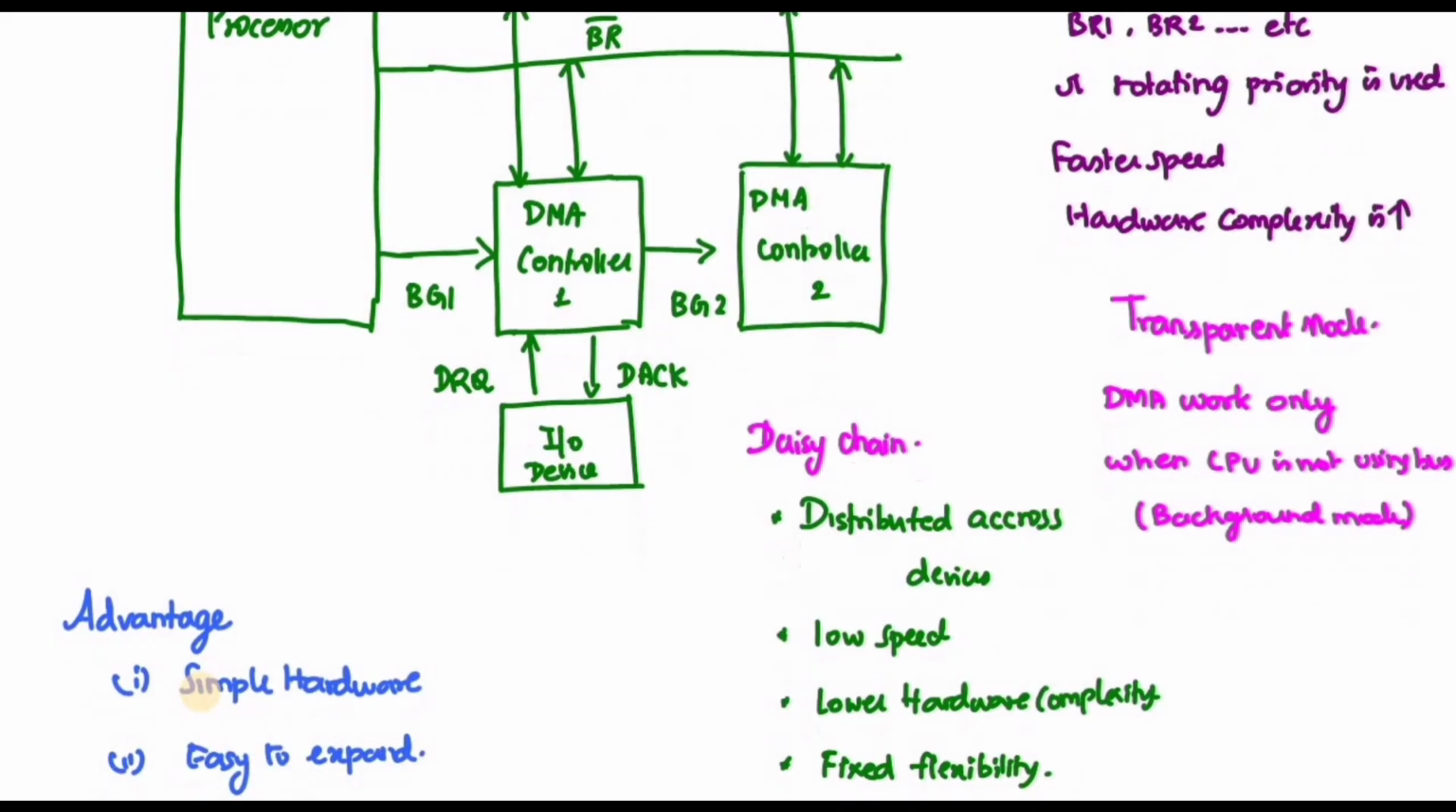and it has fixed flexibility. There is one more mode in which the DMA operates, called transparent mode. Here the DMA works only when the CPU is not using the bus. So it is also called background mode.